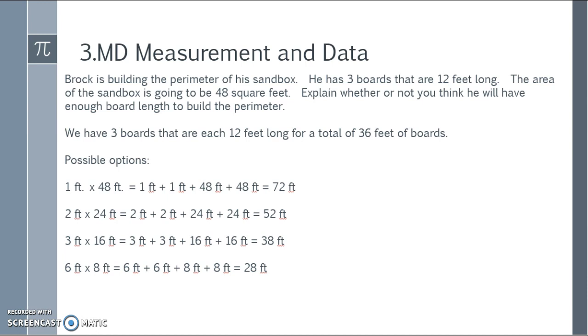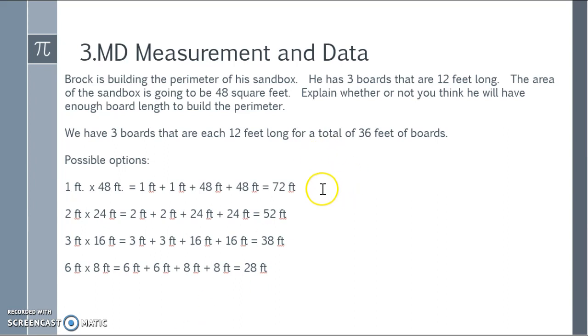2 feet by 24 feet. So 2 feet plus 2 feet plus 24 plus 24 is 52. We could do a 3-foot by 16-foot or a 6-foot by 8-foot, giving the possible perimeters. I only have 36 feet of board though.